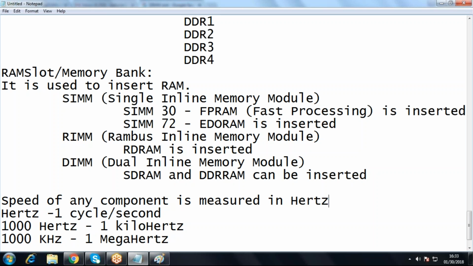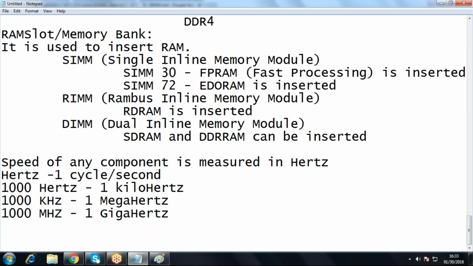Processors' present speed is around 1.6 gigahertz to 2.0 gigahertz. RAM present speed is around 2.3 gigahertz or 1.3 gigahertz or 800 megahertz. Okay.